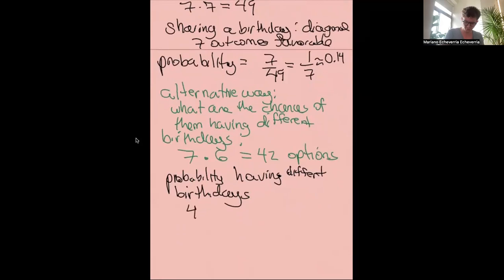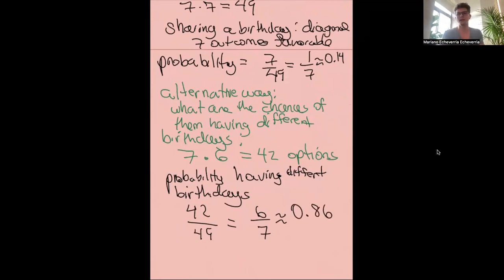is 42 over 49, which is 6 over 7. That's what it's going to be, 6 over 7. It's the complement, right, if you think about it. So 0.86 approximately.